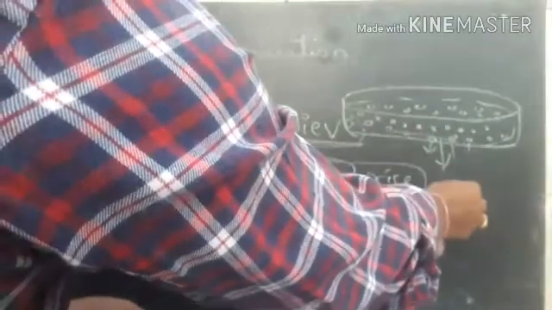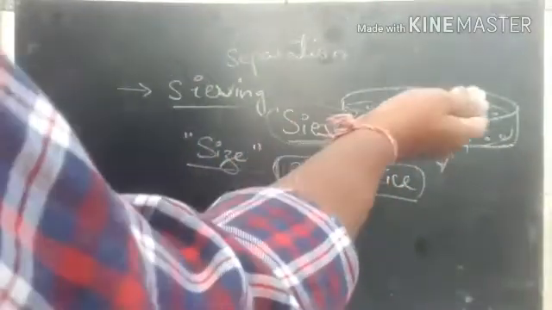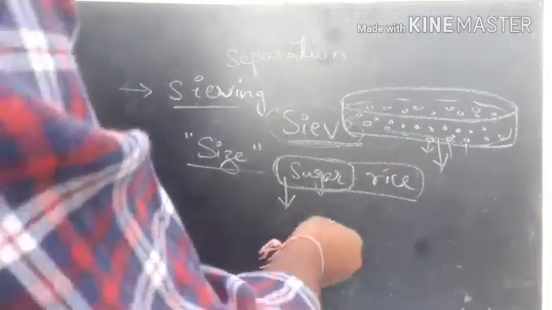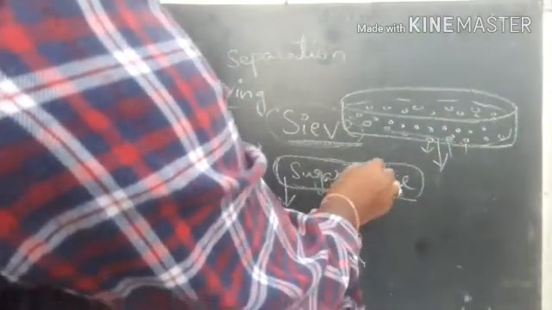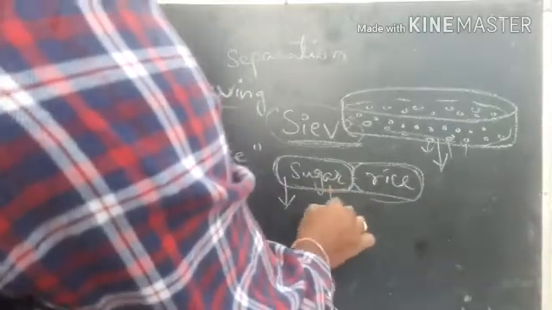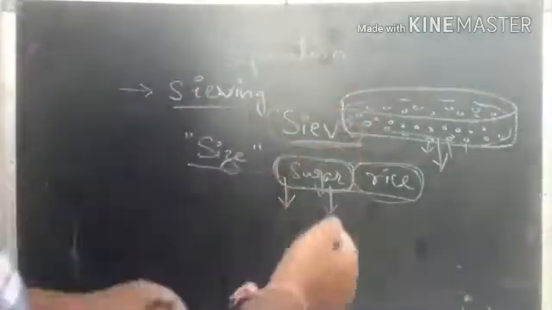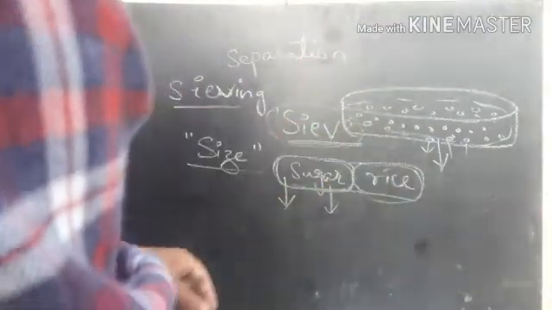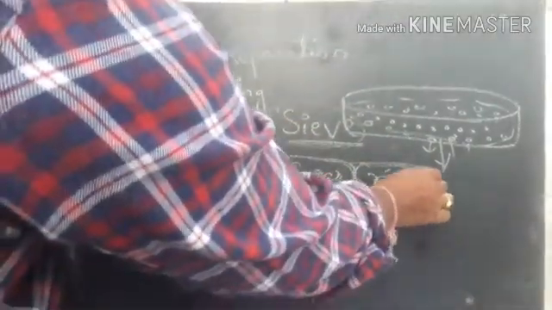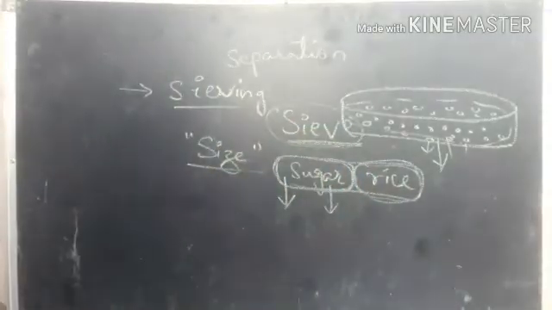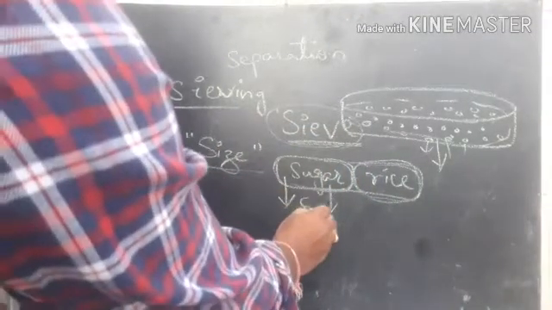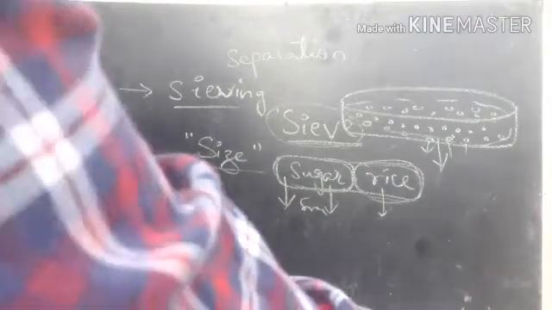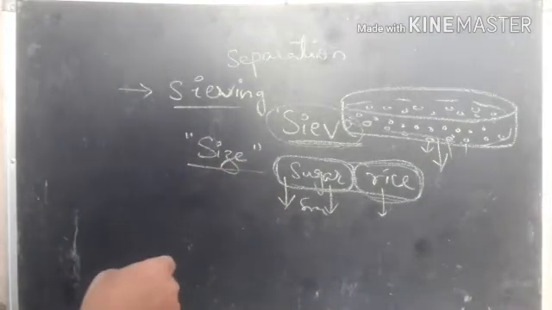A sieve is nothing but holes. It may be made up of metal mesh, or holes are made in the metal. The sugar size is very small compared to rice, so if you use a sieve with holes equal to the size of the sugar, only sugar crystals come down and rice remains in the sieve because of its size. Sugar is small in size and rice is big in size. Like this we can separate materials by using a sieve.